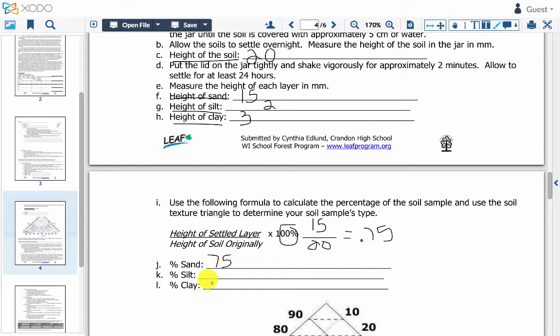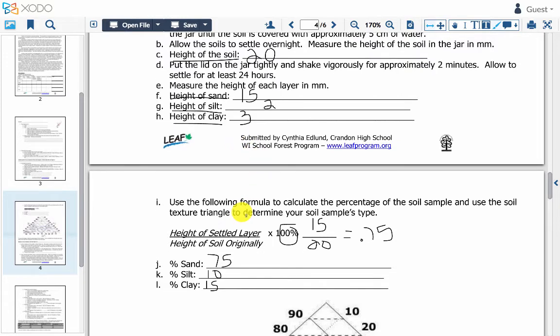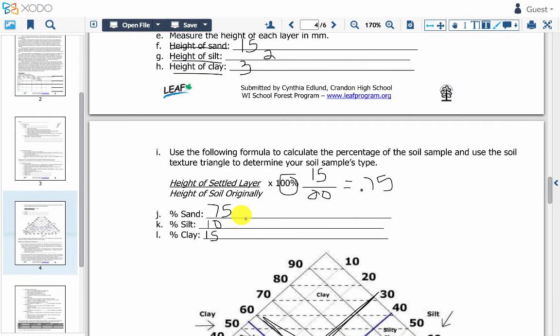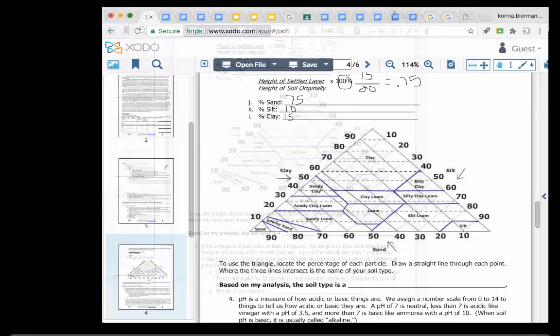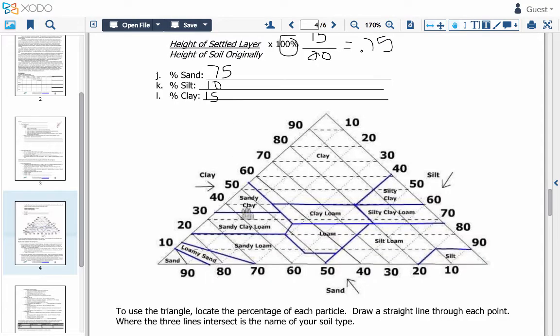I'm going to do the same thing for my silt and my clay. So I have 10% and then 15%. After that, we're going to use this soil texture triangle to figure out what type of soil we likely have. So here's our soil texture triangle. This works kind of like a graph.